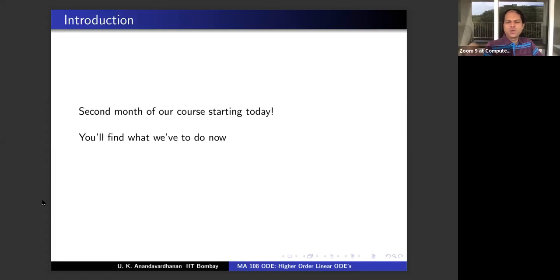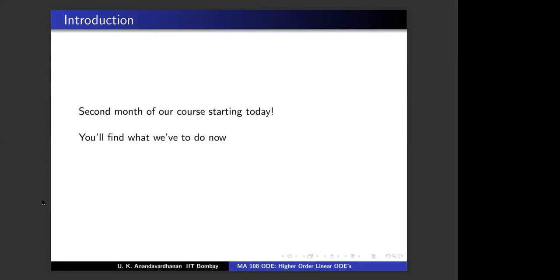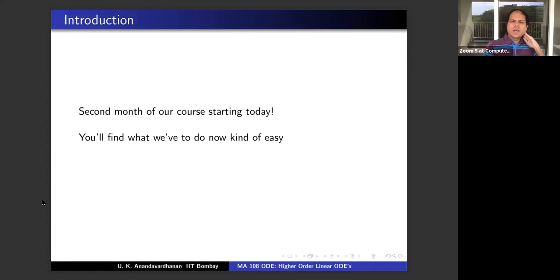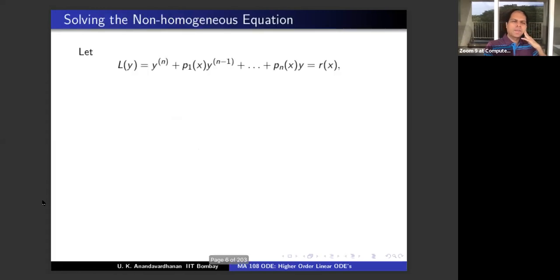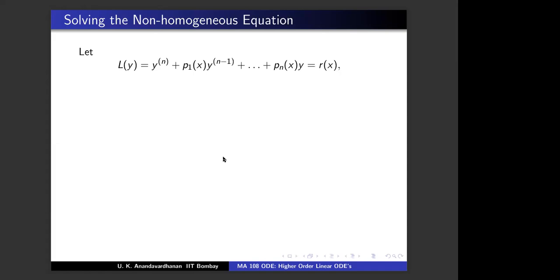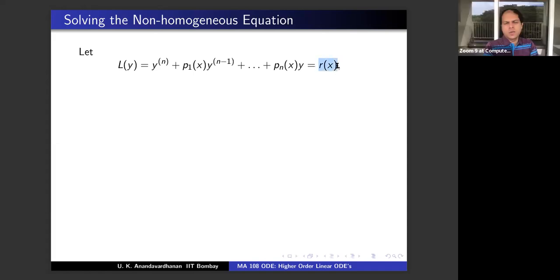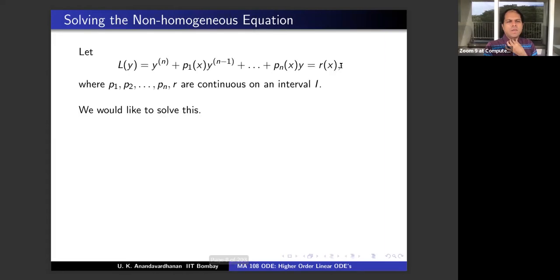What we have to do now is kind of easy because we have covered all of this already for second order equations. Today we are going to do undetermined coefficients and variation of parameters, which you have already seen. Why are these methods there? These methods are to solve the non-homogeneous equation. If you have a non-homogeneous equation, notice that the right-hand side is no longer zero; you have a function there. All these coefficient functions are assumed to be continuous on an interval. We want to solve this.